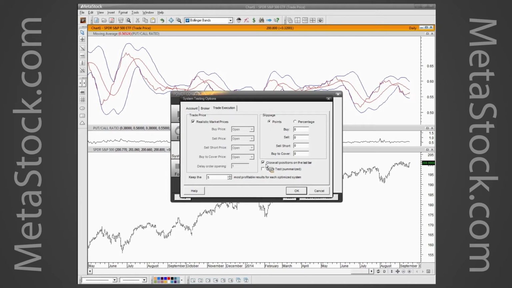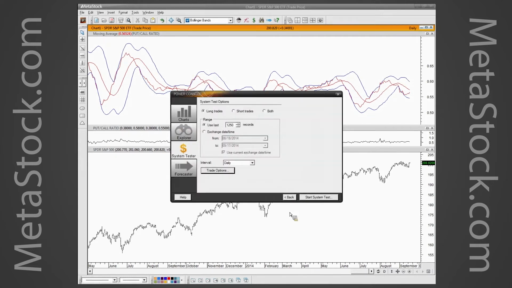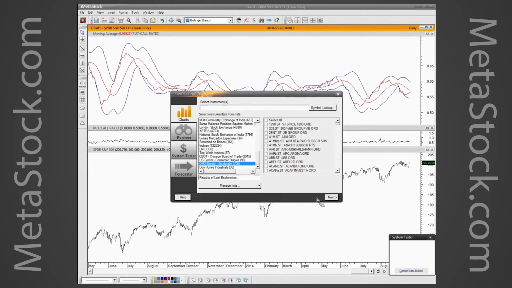We have the close all positions on the last bar setting checked, and we could uncheck that if we wanted to. For now, we'll just leave that checked. And we are not going to do a quick test. A quick test stores only the summarized results. It doesn't store results about orders or positions. But we do want to have that information, so we're going to leave that unchecked. So I'm just going to click OK on that, and then we'll start the test.